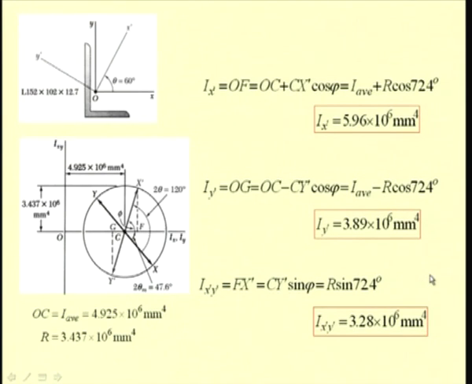So these procedures illustrate how we can use this Mohr circle diagram to evaluate the product of inertia. So in this class we saw how to determine the second moment of inertia and product of inertia for rotated axes, and also we saw the concept of determining the principal moments of inertia and the corresponding axes.